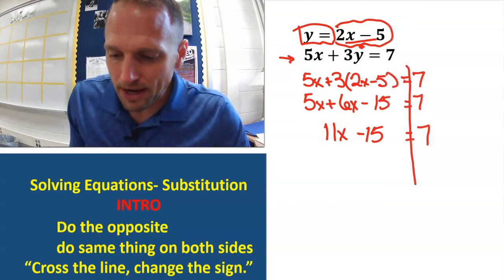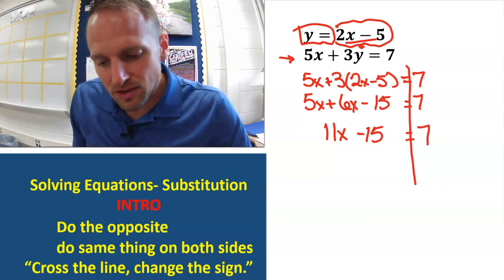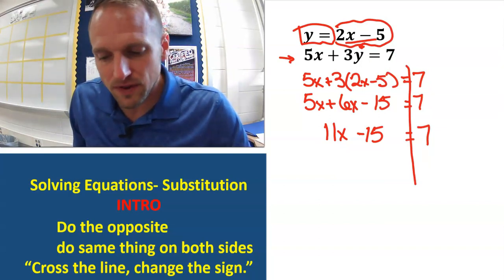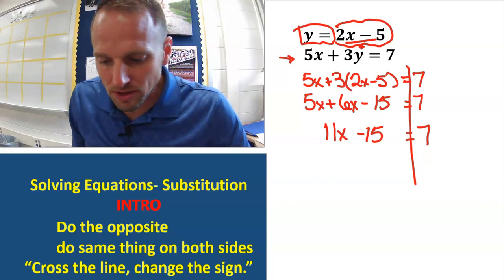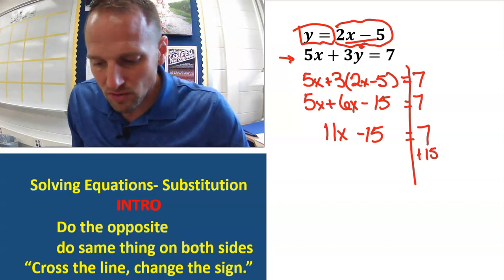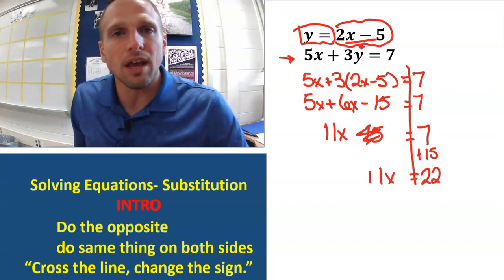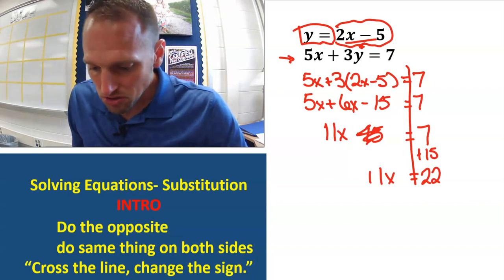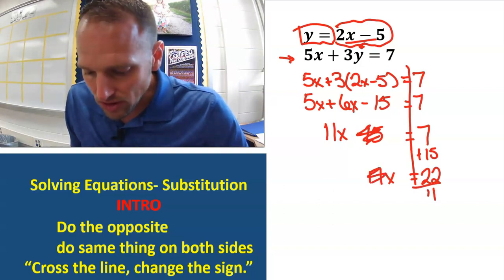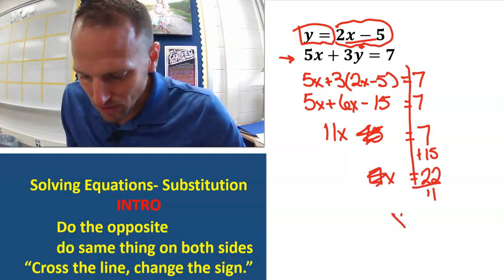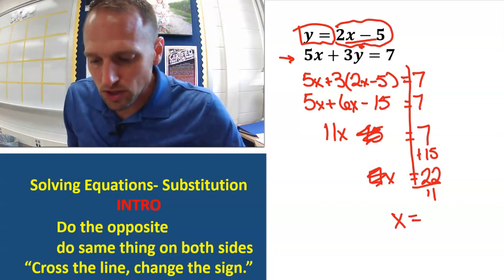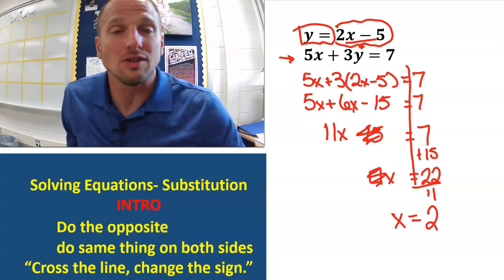All right, back to the problem. 11x, the 5x plus 6x, minus 15 equals 7. So let's just add the 15 over. So 11x equals 22. How do I get rid of that 11? Just divide it over. Cross the line, change the sign, change that multiply to a divide. X equals 22 divided by 11, which is 2.